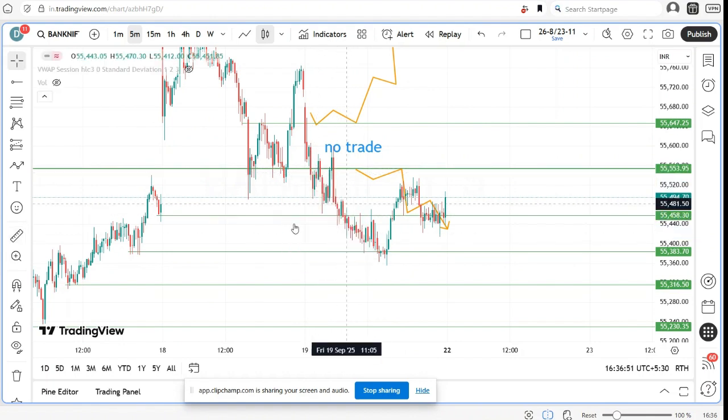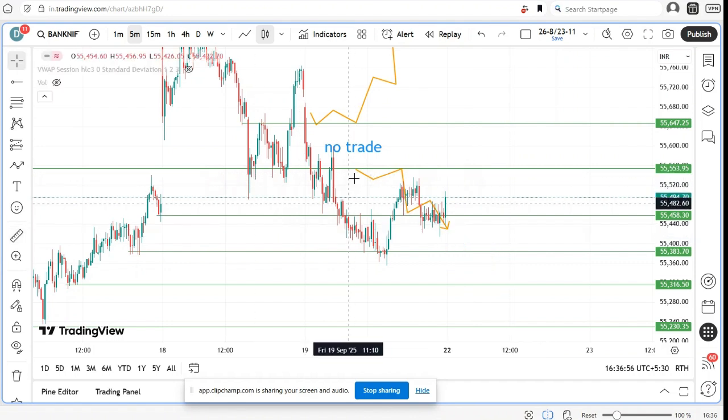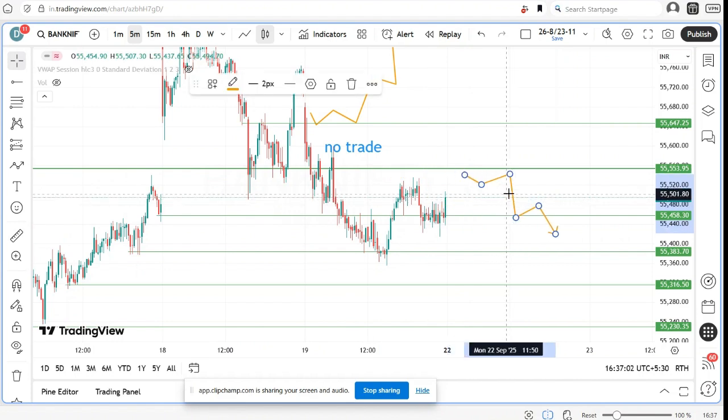In the first half you got 100 points. Then for another trade I had marked this level because I knew that it may cross this level and this level too. So it gave both the levels. This was the prediction. Now we'll decide what to do.